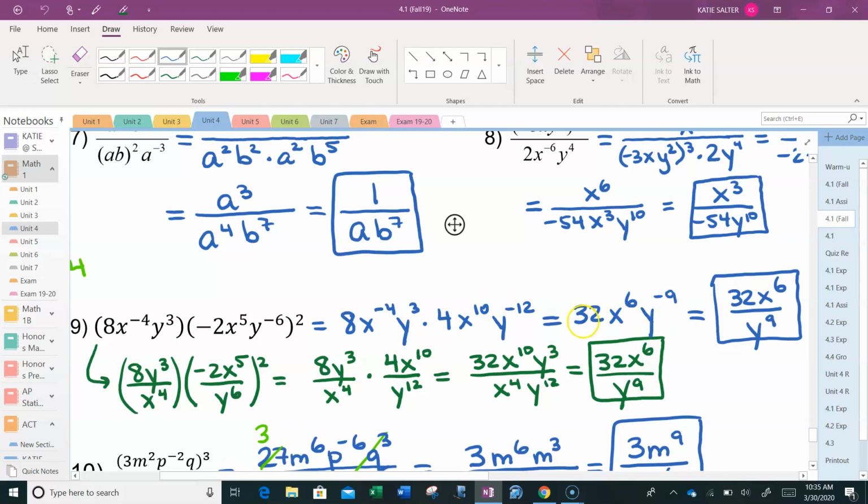And in the very end, because we still have negative exponents, I pick up this y to the negative 9, move it to the denominator, cross the line, change the sign. Notice, we don't have any parentheses left, no powers of powers, each base appears only once, and only positive exponents.